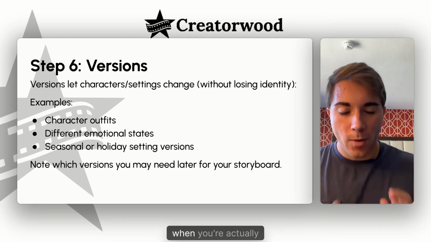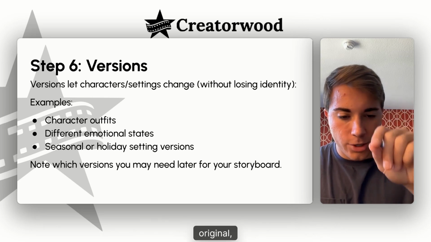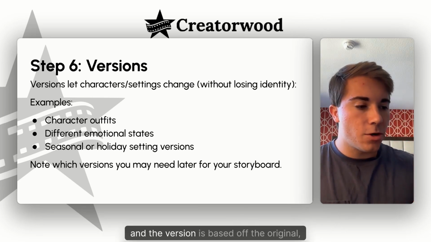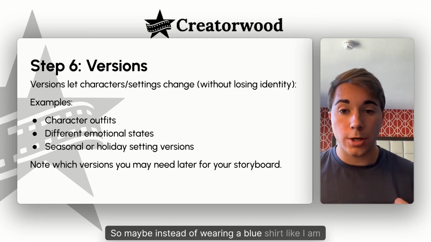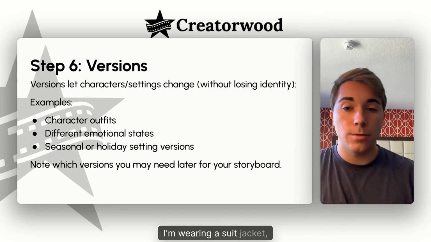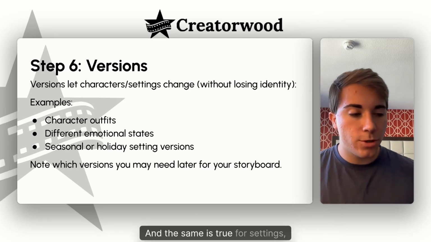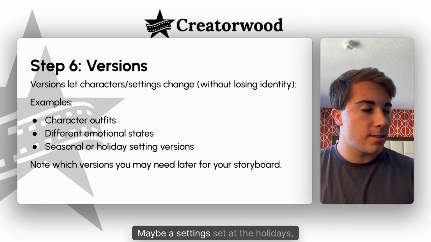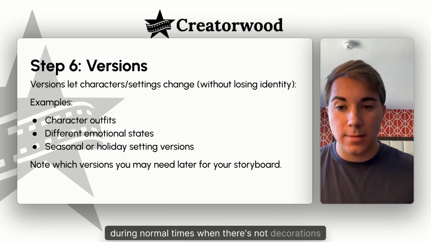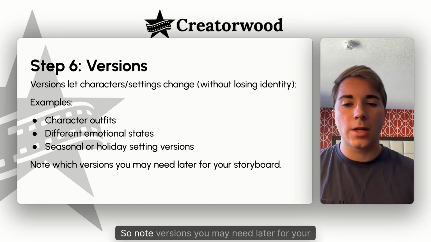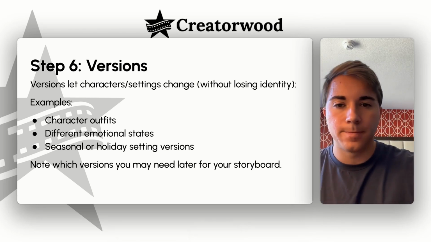But regardless, when you're actually in it and seeing these versions, you'll click over, you can go original and version. And the version is based off the original, but it's just a variation of it. So maybe instead of wearing a blue shirt, like I am now, I'm wearing a suit jacket. Or maybe I'm wearing beach clothes if I'm going to the beach. And the same is true for settings, right? Maybe a setting's set at the holidays, or maybe a setting's set during normal times when there's not decorations up. So note versions you may need later for your storyboard, and I'll show you exactly how to create these soon.